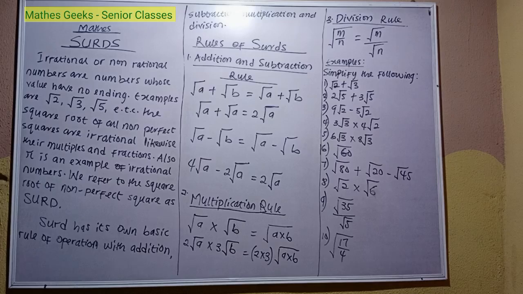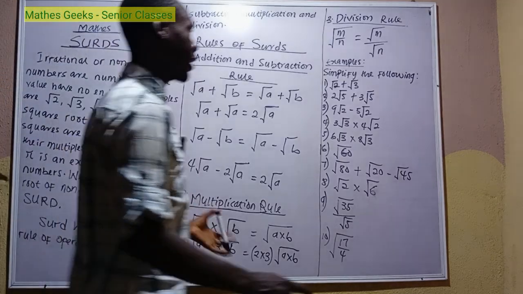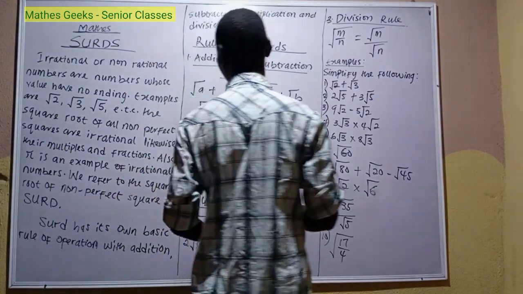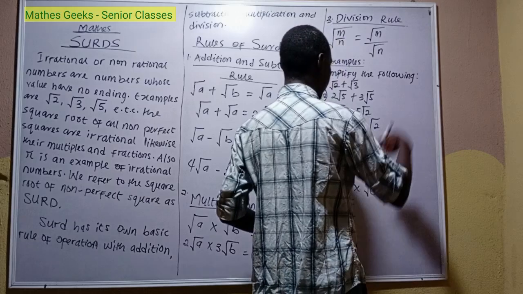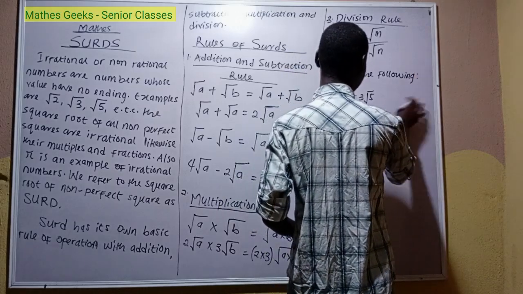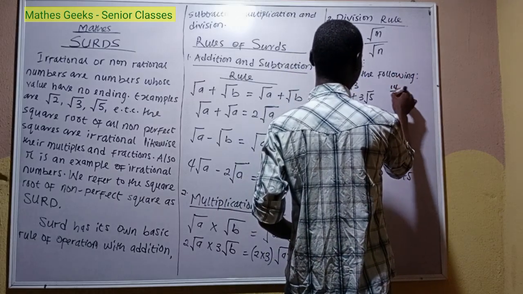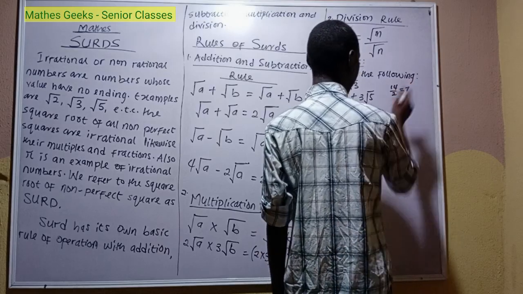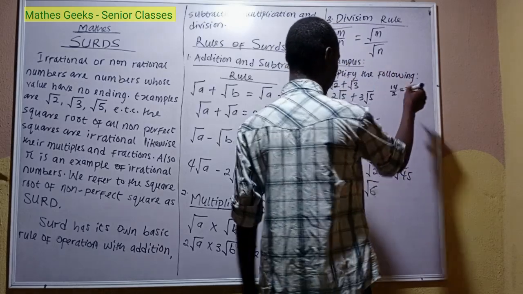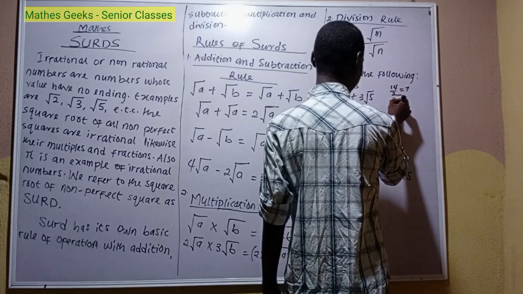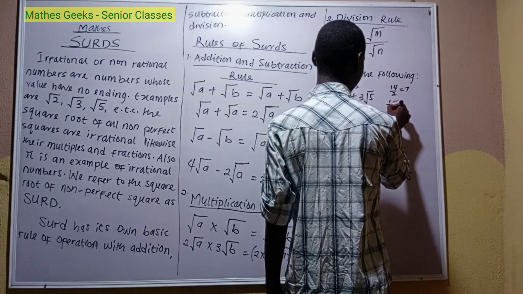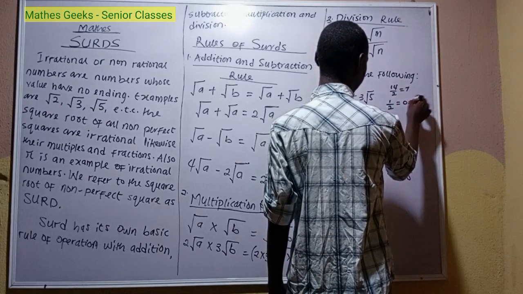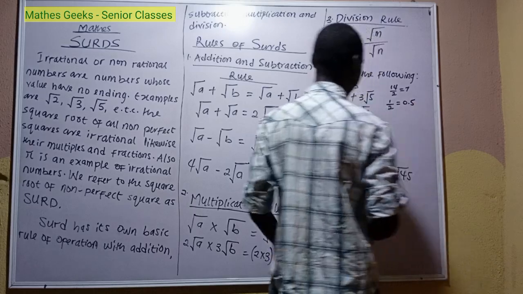A number is said to be rational if it has an exact value or if the value has an ending. So if we are calculating, let's say, 14 divided by 2, we discover that the answer is 7. So 7 is an exact number. Or let's say 1 divided by 2, which is 0.5. 0.5 is an exact number.